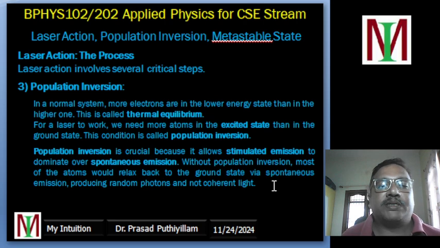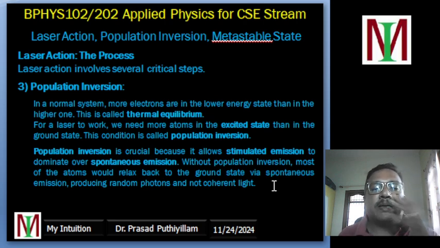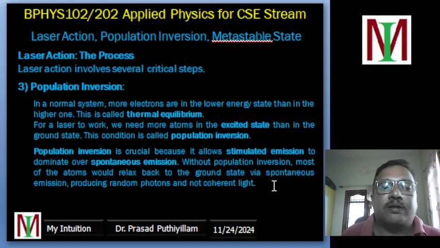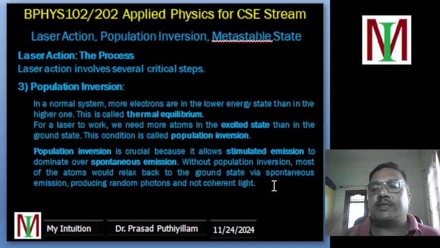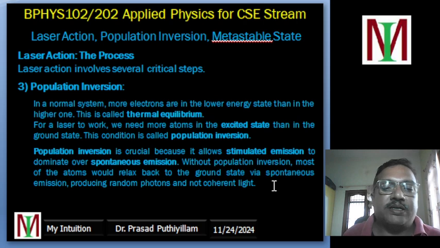Then comes population inversion. In a normal system, the electrons are in the lower energy state, which is called thermal equilibrium. But for a laser to work, we need atoms in an excited state, and it is more important that they are in a metastable state. This condition, the existence of atoms in an excited state, is called population inversion. When more atoms are in the excited state, we call it population inversion. The population is inverted, the reverse of the normal case. That is the meaning of the term population inversion.